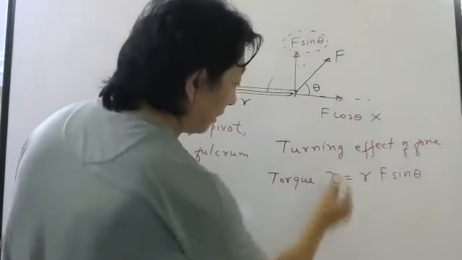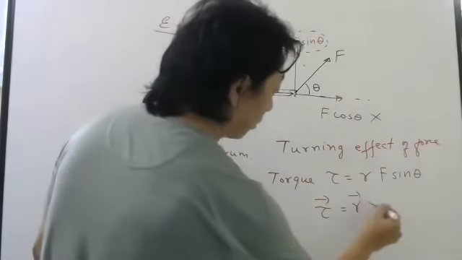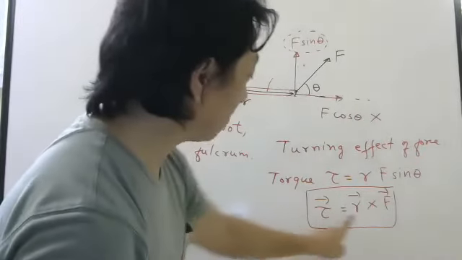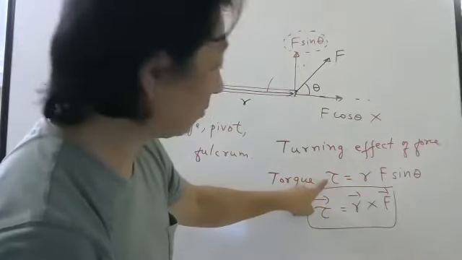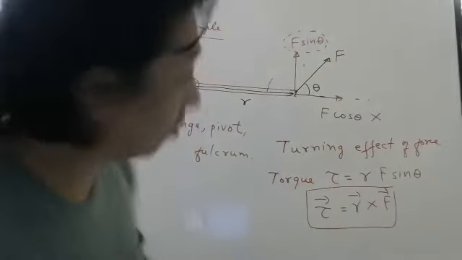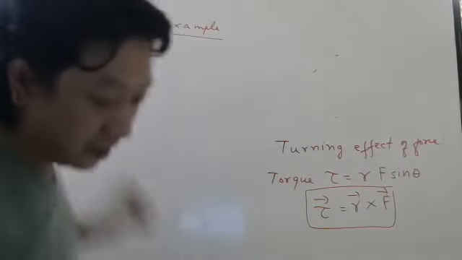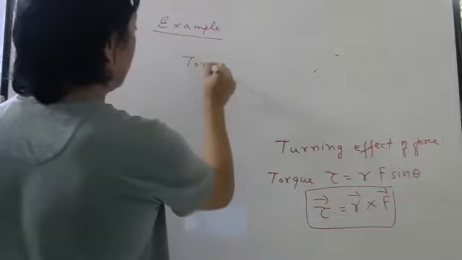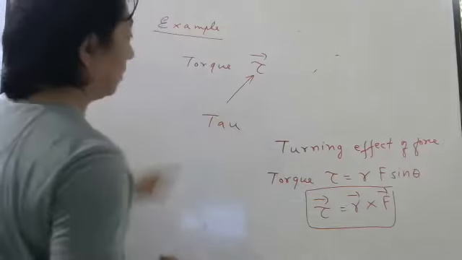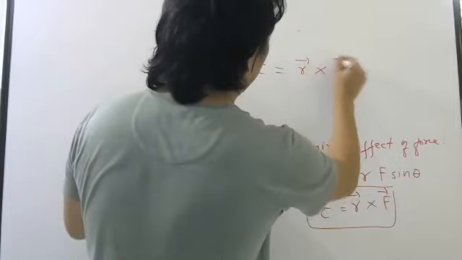So now you can write this in the form of torque vector is equal to r vector cross F vector. Yes or no? Because if you take magnitude on both sides, torque will be r F sine theta. Understood or not? In exam, you don't have to write all these things. You just have to write torque, tau vector, this is the symbol called tau, T-A-U. Tau vector is equal to r vector cross F vector.